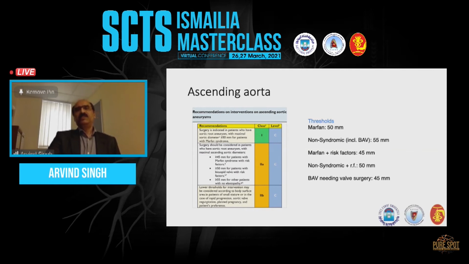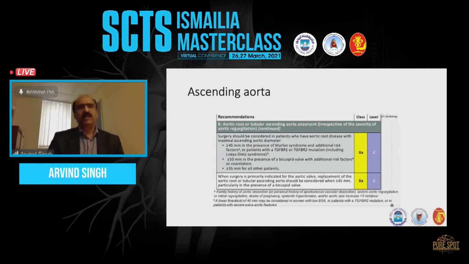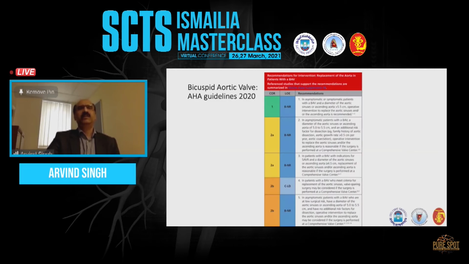As far as Marfan's is concerned, again, non-syndromic, 50 millimeters, and Marfan's with risk factors is 45 millimeters. So this is what I meant when I talked about the bicuspid aortic valve. A family history of aortic dissection, connective tissue disorders associated with bicuspid valve, and hypertension have been included in labeling the bicuspid aortic valve as high risk.